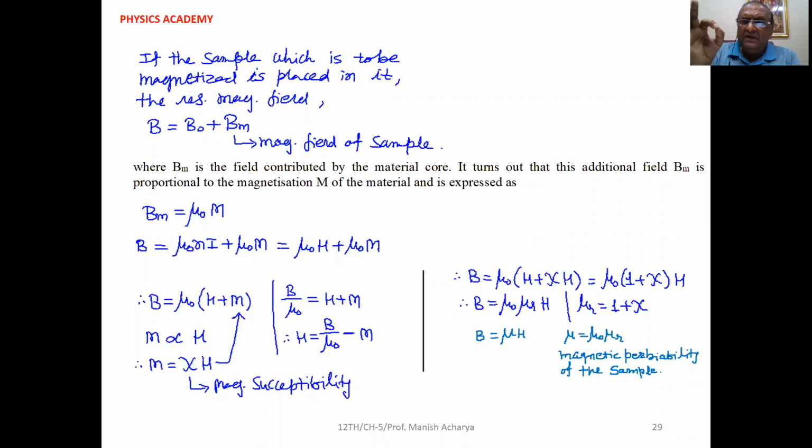Initially, when the sample was not placed inside the solenoid, at that time the magnetic field inside the solenoid was mu0 into H. But now, when the sample is placed inside the solenoid and its magnetization takes place, the resultant magnetic field becomes mu0 mu r H. It implies that the resultant magnetic field becomes mu r times more than the initial one. Clear to all of you?